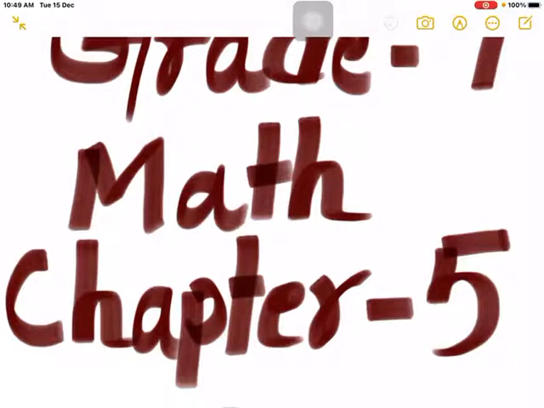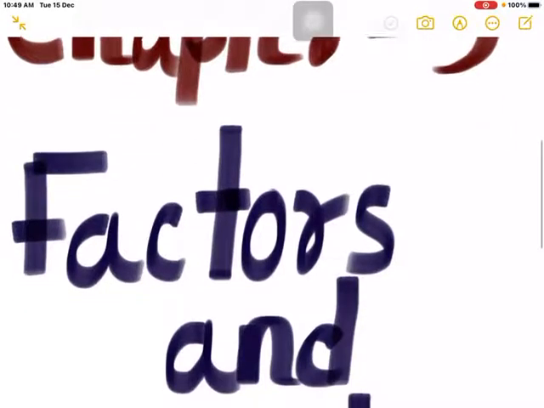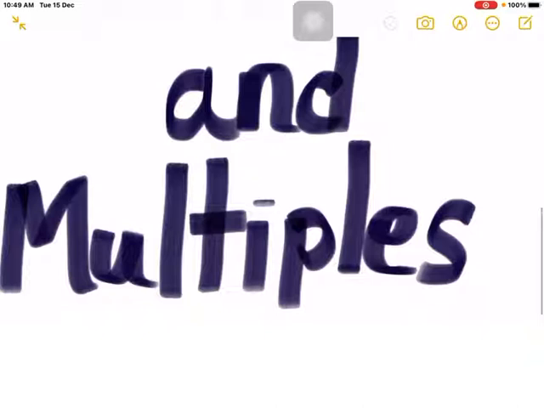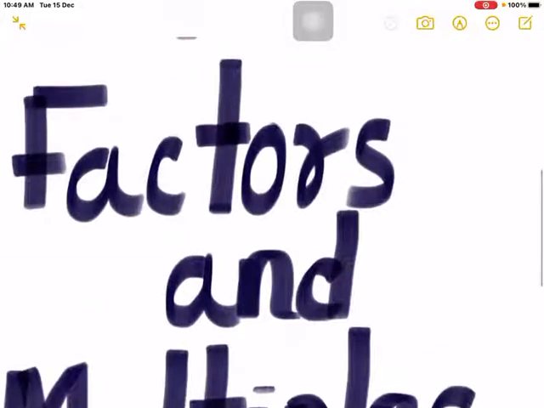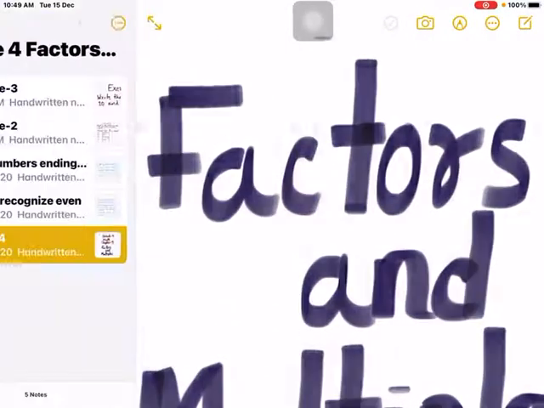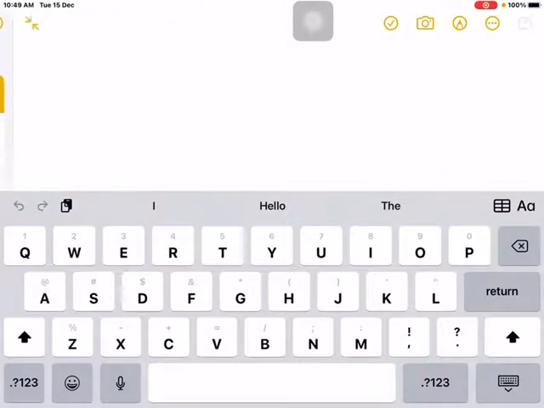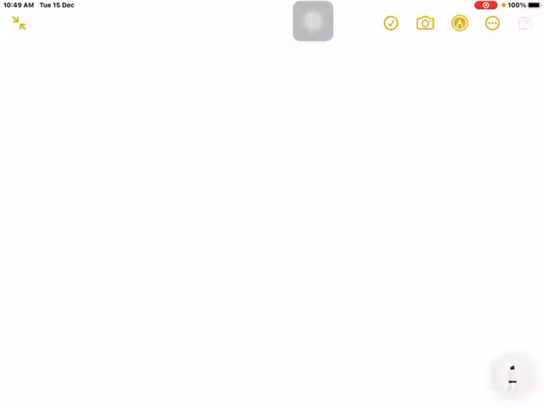We are in chapter 5, that is factors and multiples. So in our previous class we have discussed prime numbers, and we have learned some concepts on how to identify a prime number. So let me revise shortly today.